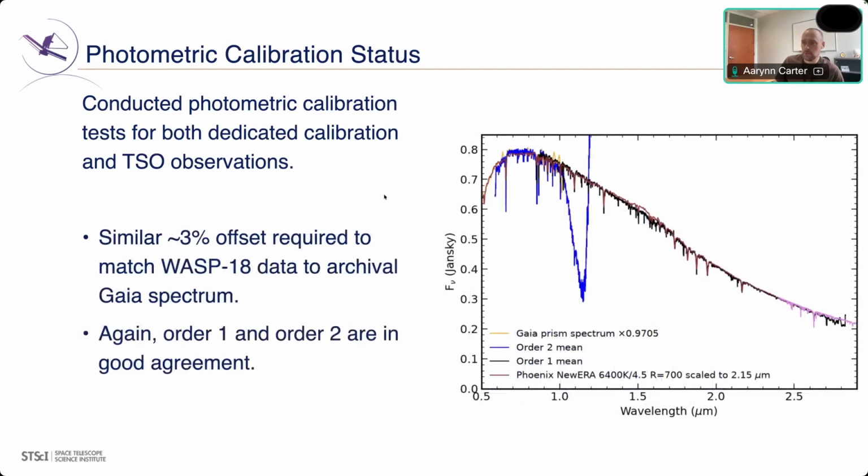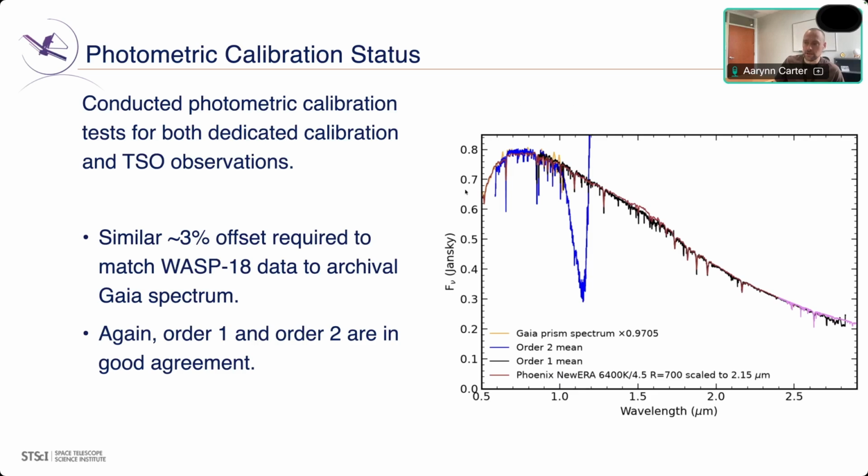Here's another example for the WASP-18 data, that TSO, that we were still able to do a photometric correction against in calibration. I'm plotting here the flux against the wavelength. In black, we have the order 1 flux and the order 2 flux in blue. We have this nice agreement in the overlap. And again, beyond these longer wavelengths, we know the flux and the overall throughput of the mode is very low, so we expect strong differences at those wavelengths.